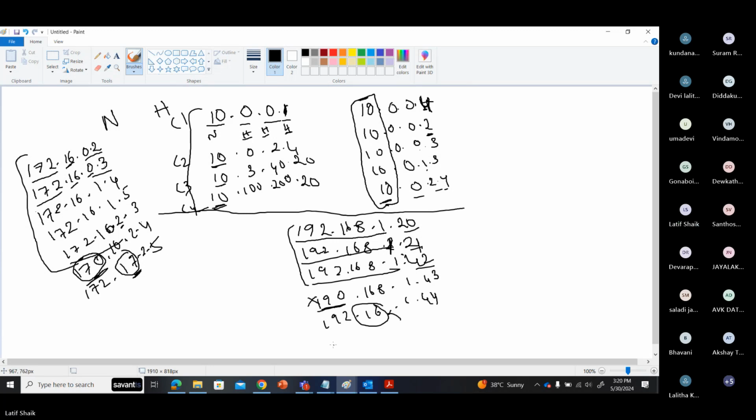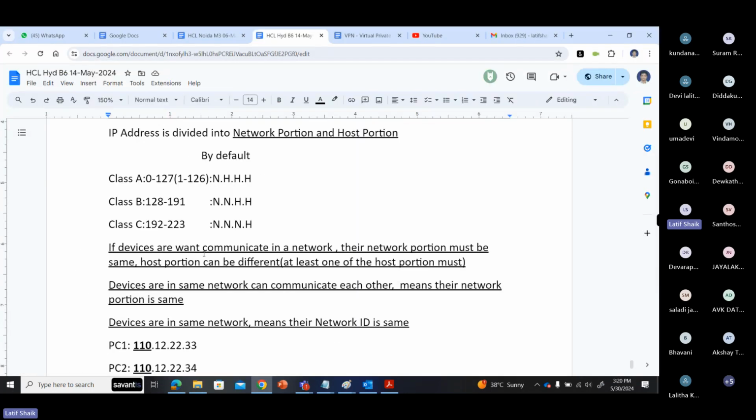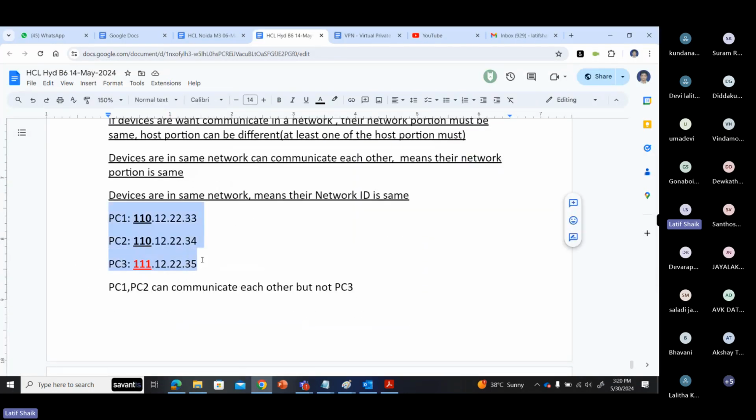So I have written the same examples here. There are three PCs connected in the network and configured with IP addresses like this. See, the first portion of the IP address is 110. It is a class A, and in class A the first portion is the network portion. Check it for PC2 and PC3: same network portion, and the host portions are a little different, which means one of the host portions is different. That is good.